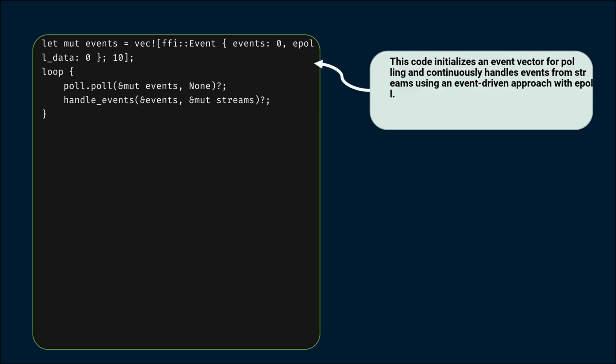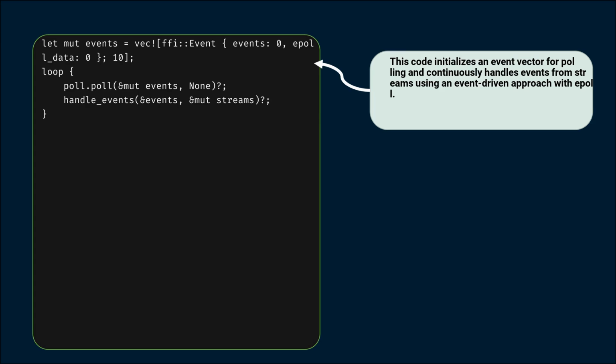In this section, we create a mutable vector of events which acts as a storage for any incoming notifications from the epoll interface. The loop we set up is crucial because it keeps the application running, allowing it to block until events are ready to be processed. This means that instead of repeatedly checking for events in a busy-waiting fashion, the loop will pause until the kernel signals that there are events to handle.